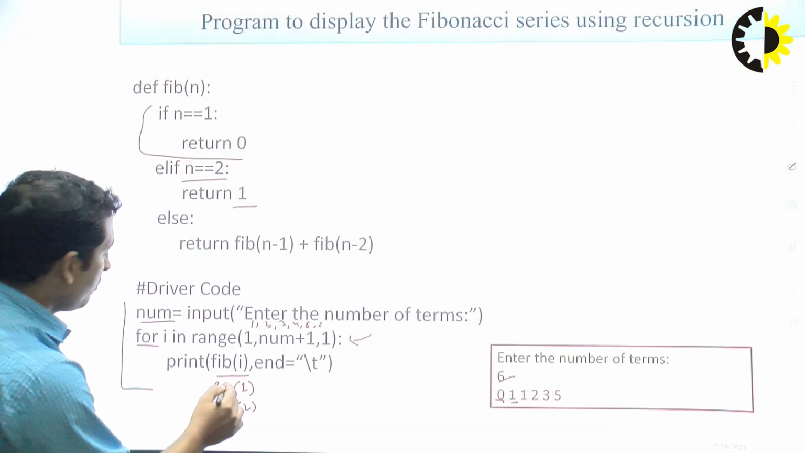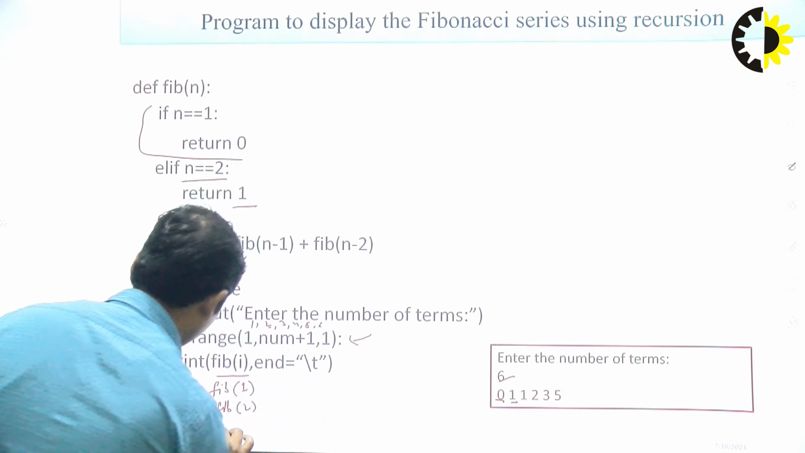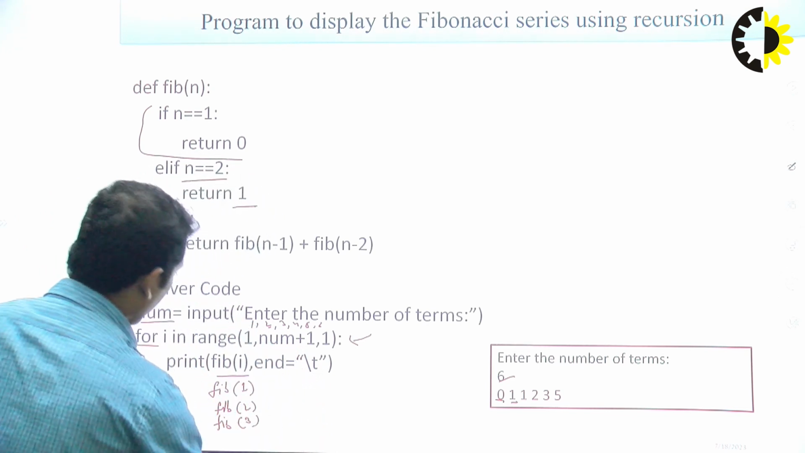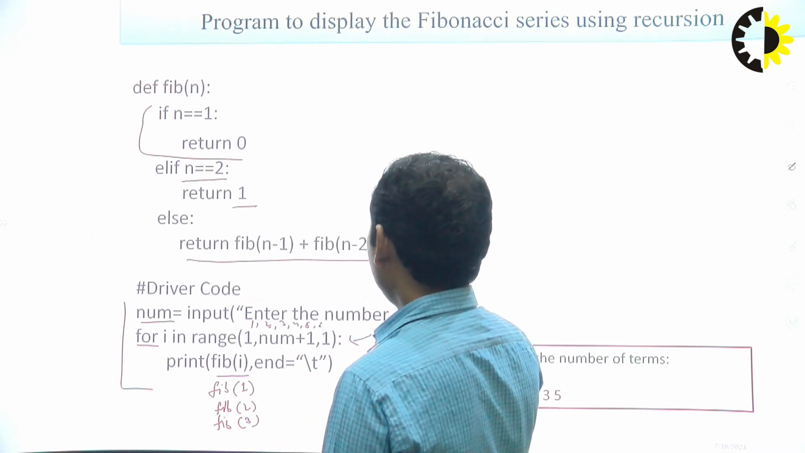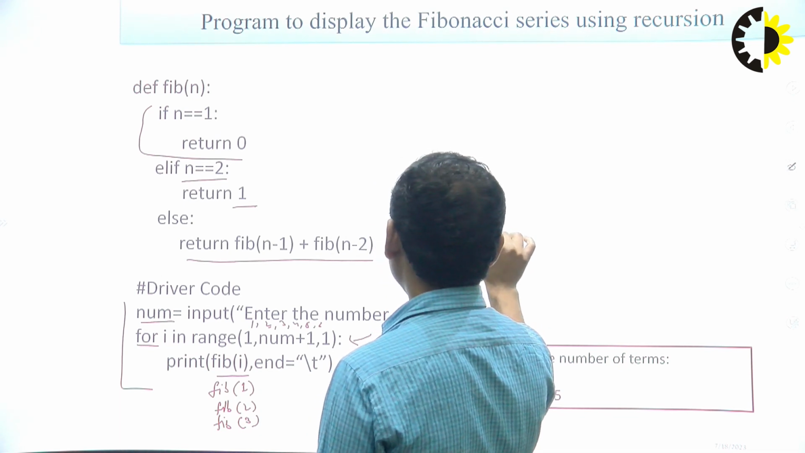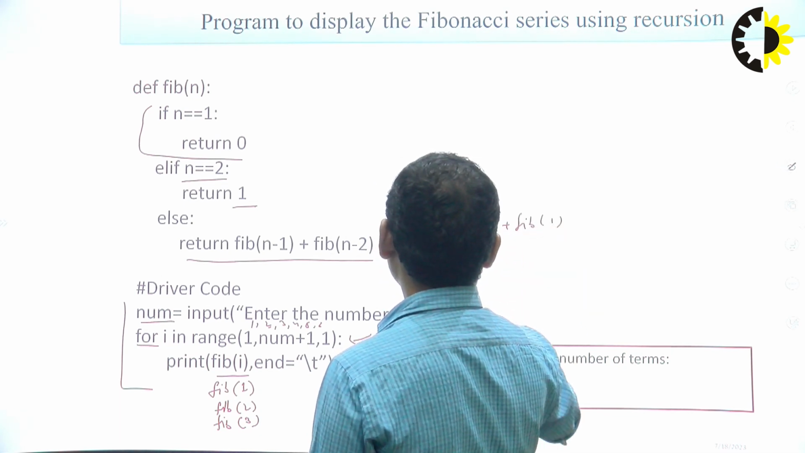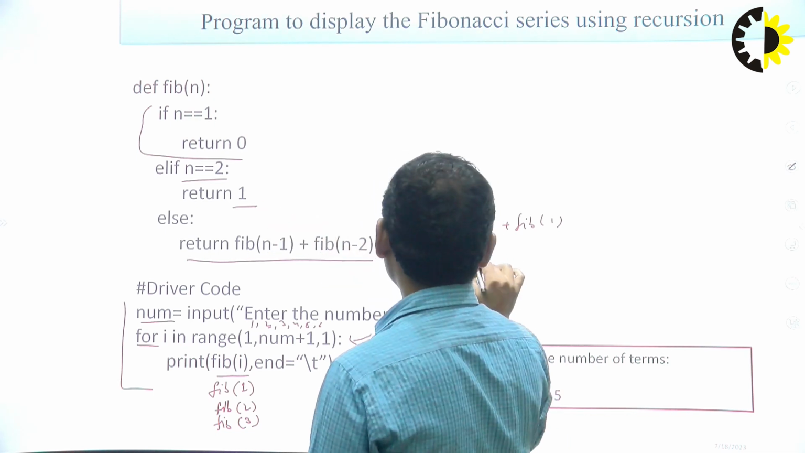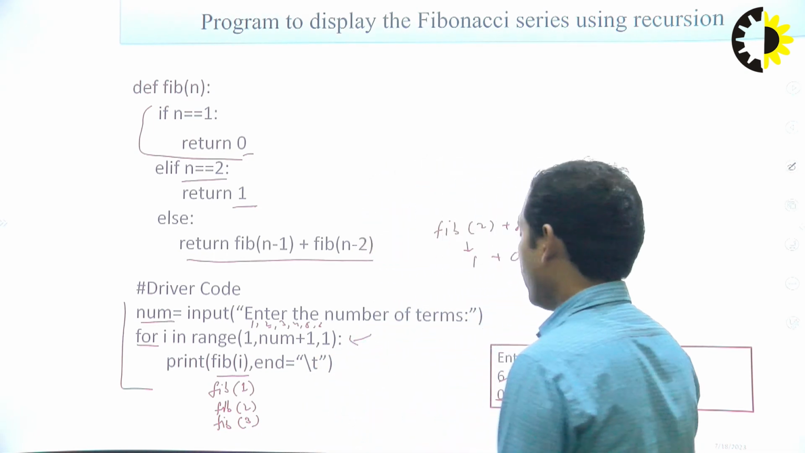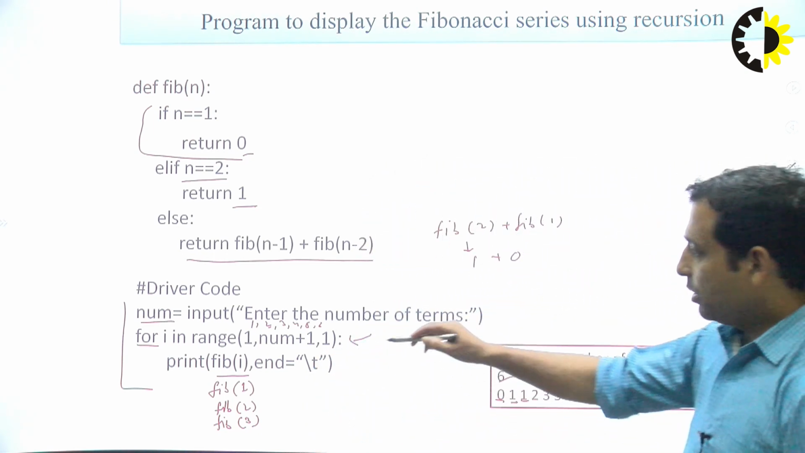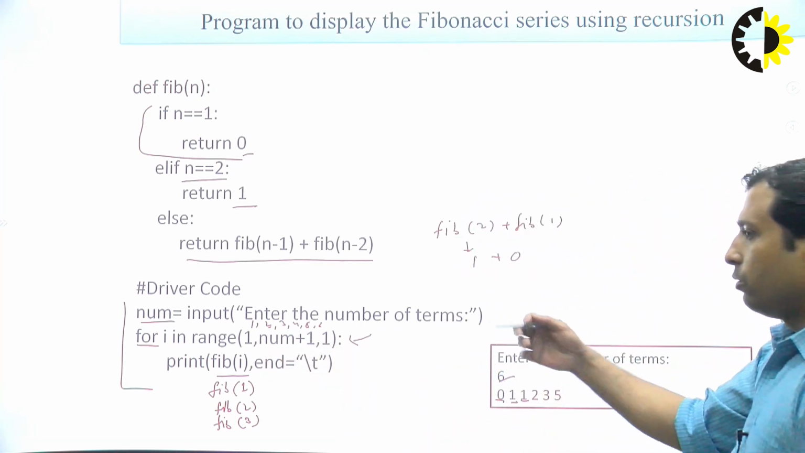Okay. Now again, fib 3 is called. For fib 3, we have executed fib 2 plus fib 1. For fib 2, we get the 1, and for fib 1, we get the 0. 1 plus 0 equals 1, so we get the 1. In the same manner, we get the terms number 4, 5 and 6 of the series program. So fib 4, in the picture we can see.